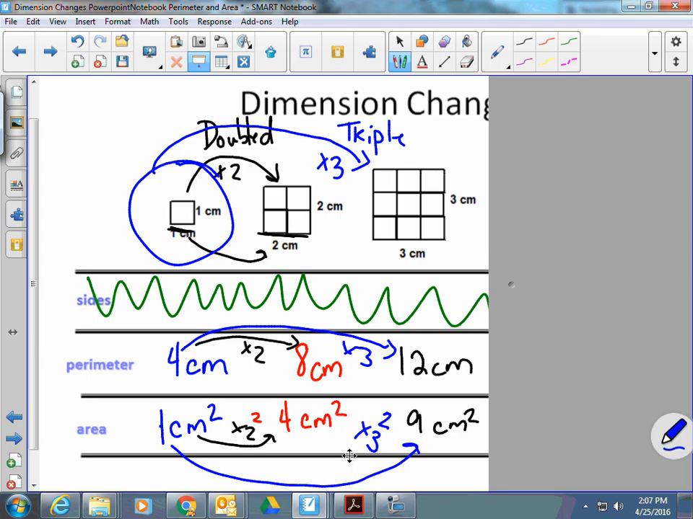So when you're talking about the area, whatever you do to your dimensions, you have to square them to figure out what happens to your new area. Are we okay with that? All right, let's bring in this last one over here.